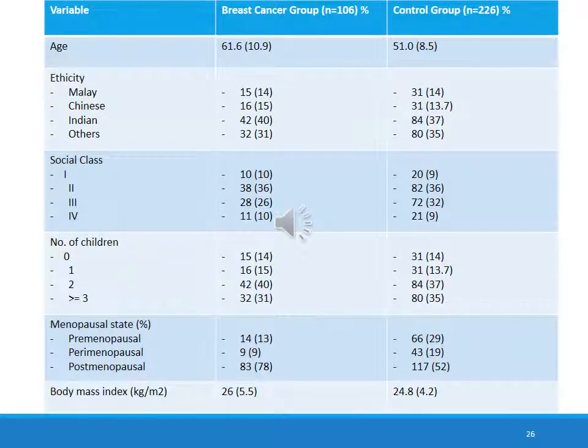This table describes the types of variables collected in a case control study. This study collected data on age, ethnicity, social class, number of children, menopausal state, and body mass index. From here, we can see that age is the continuous data. Ethnicity is the nominal data. Social class is the ordinal data. Number of children is the discrete data. Menopausal state is the nominal data. And BMI is the continuous data.